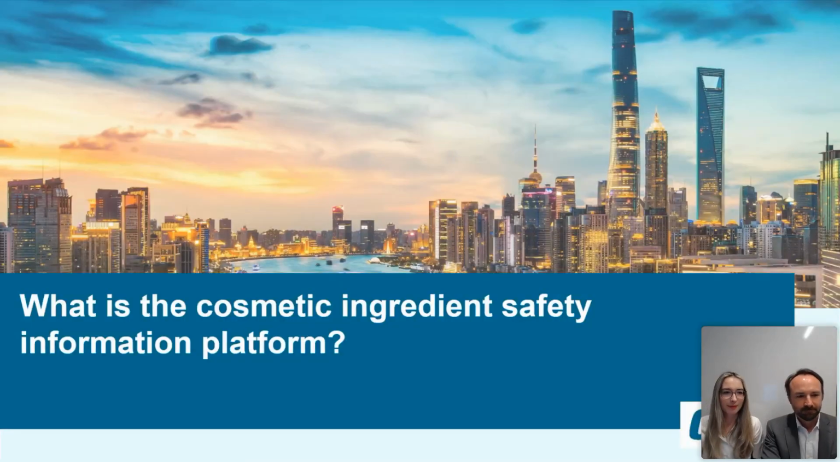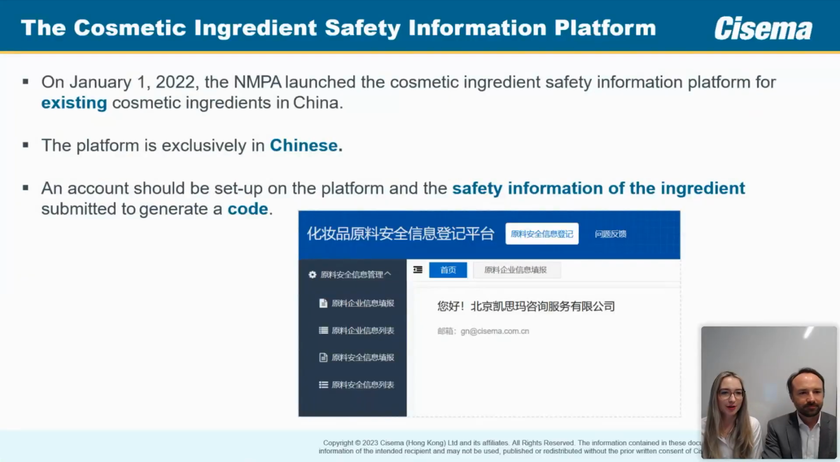So now we will be speaking about what the cosmetic ingredient safety information platform actually is. Here you can see a screenshot of said platform. In January last year, the NMPA launched the cosmetic ingredient safety information platform for existing cosmetic ingredients in China. The platform is in Chinese characters only at the moment, and before you can submit any safety information of ingredients, you have to first set up a user account.